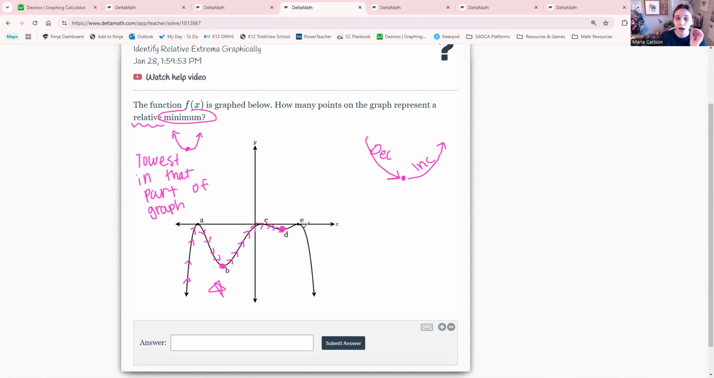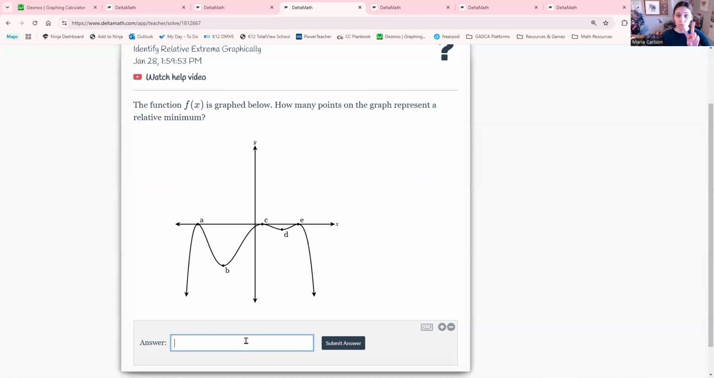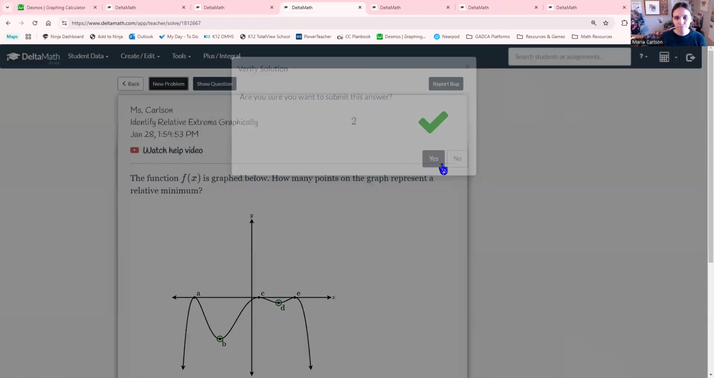And then we hit this bottom point, bottom of D. So that is another minimum because it switches there to increasing. And then it hits point E, and then it starts decreasing again forever. So we have 2 points, B and D, that represent relative minimums. My answer here will be 2, because it asks me how many points represent a minimum.